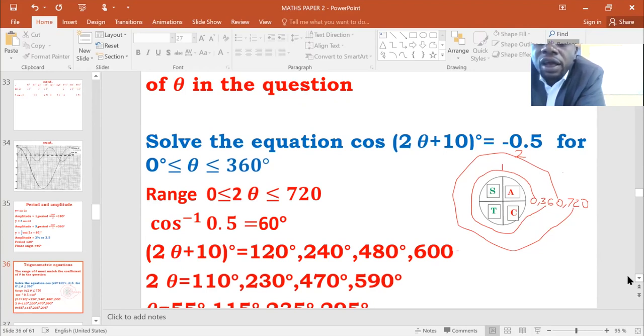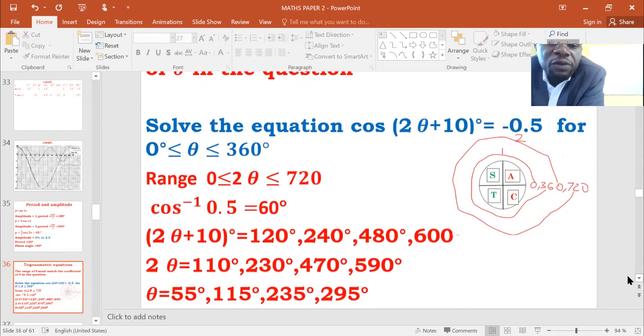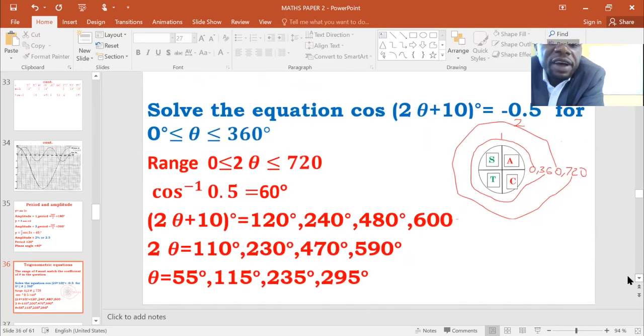Then the second round, in the place of 180, I'll now have 540. So the next value there will be 540 minus 60, which is 480. And the third quadrant will be 540 plus 60, which will be 600. Then when you go to 2 theta, we now subtract 10 from all the values on the right-hand side, so 2 theta becomes 110, 230, 470, and 590. Then that means for the values of theta, you divide every value by 2. So you get 4 answers. Theta will be 55, 115, 235, and 295.